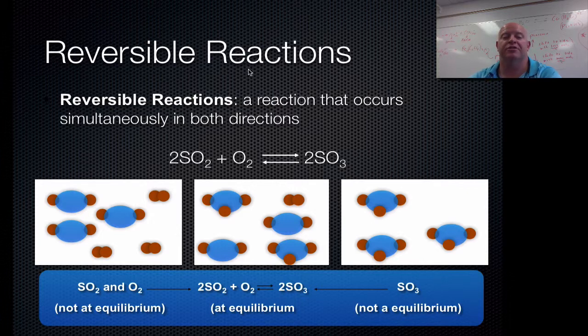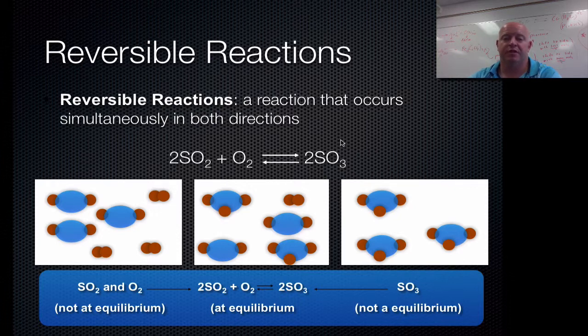All reversible reactions start with everything being a reactant like this, and then they start to make product. And once you make your product, you start getting this balancing act between the two things. That balancing act is what we call equilibrium. Once you are at equilibrium, you have a little bit of both there, your reactants and your products.